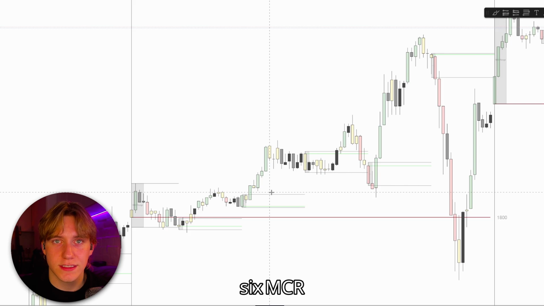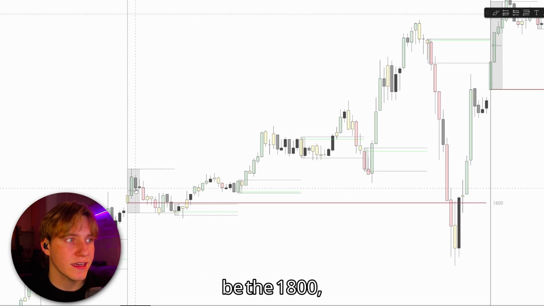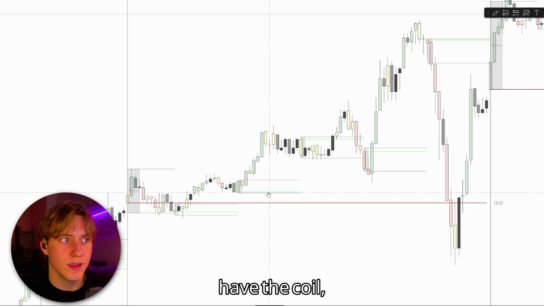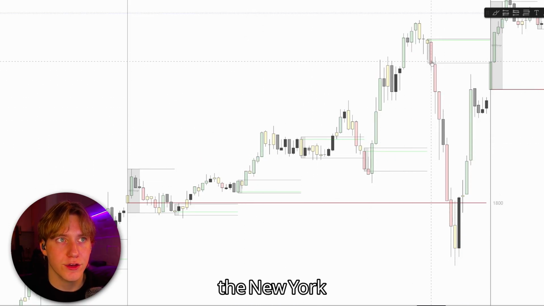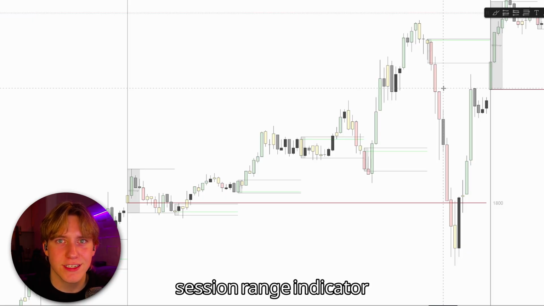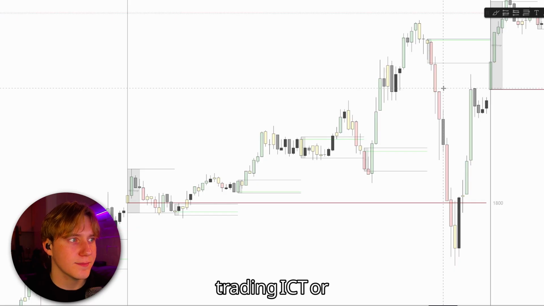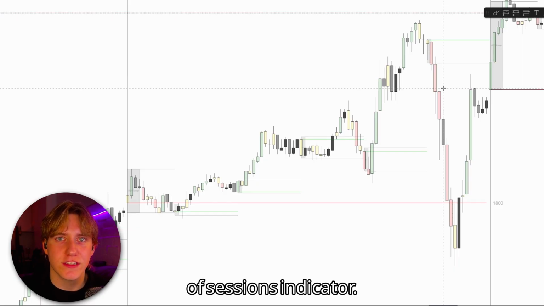We have around 6 MCR ranges per day. And these are going to be the 1800. We're going to have the coil. We're going to have the London, the secret, the New York AM, and then the New York PM. So it's very close to the Asian session range indicator that you guys have probably used when you started trading ICT or any sort of sessions indicator.